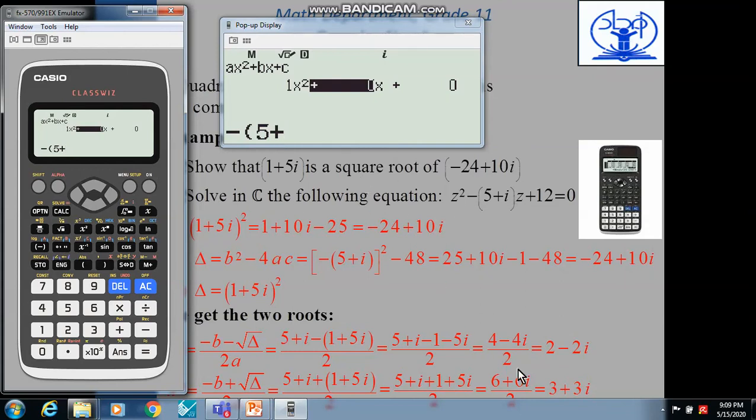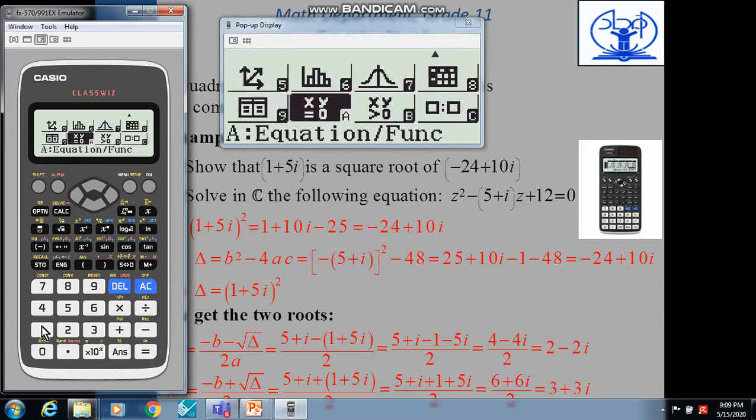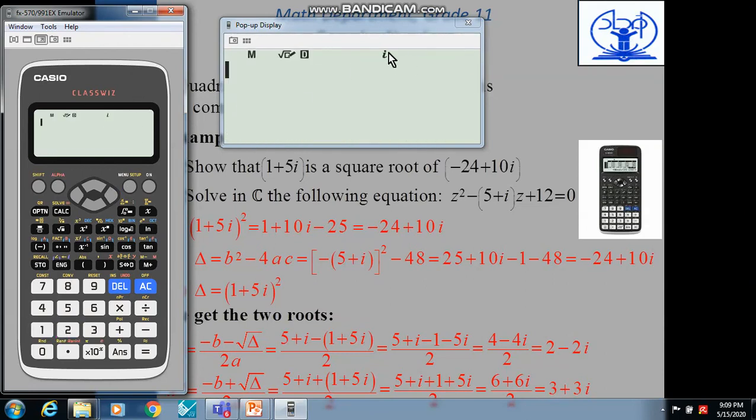The method is to verify that 2 minus 2i is a root of this equation and 3 plus 3i is also a root of this equation. Let me show you how. Menu 2, so we are in the complex mode. I will write this equation on the calculator. How? We don't have z, so I change the variable and take x. So I take x squared minus (5 plus i). Here I can put i because I work in the complex mode, plus 12.